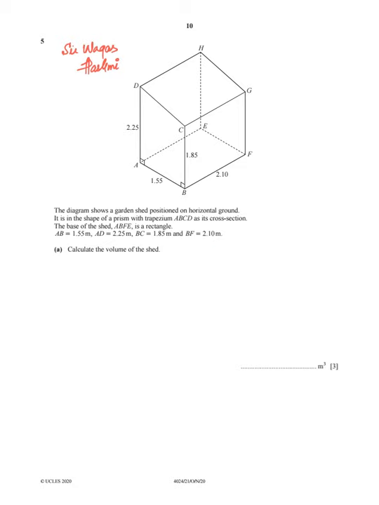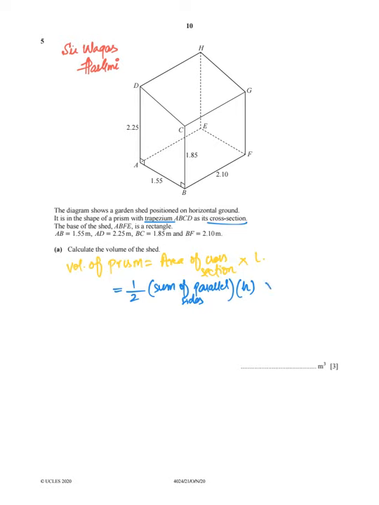Calculate the volume. So the working formula for the volume of a prism is area of cross section multiplied by length. Alright. So the area of cross section, it's our trapezium, right? The working formula for a trapezium is 1 upon 2 times the sum of parallel sides multiplied by height, that is the area of cross section, multiplied by the length we have, 2.10.